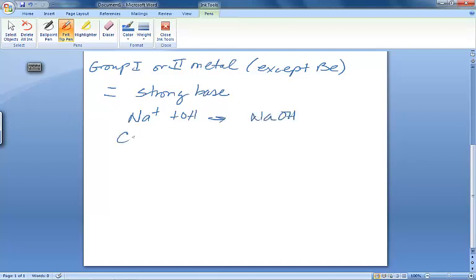If you have something from group 2 like calcium, which is a 2+ with hydroxide, that will give you calcium hydroxide. Again, notice we have 2 hydroxides there for every 1 calcium, 1 hydroxide there for each sodium because of the plus charge and the 2+ charge. So again, making sure that you have the correct formula is going to be very important in not only writing the formula, but perhaps some of your calculations.